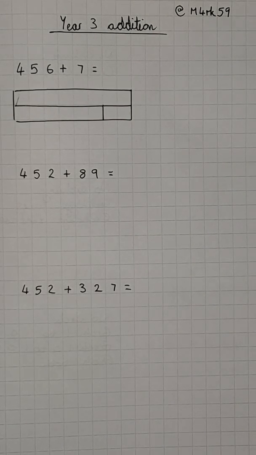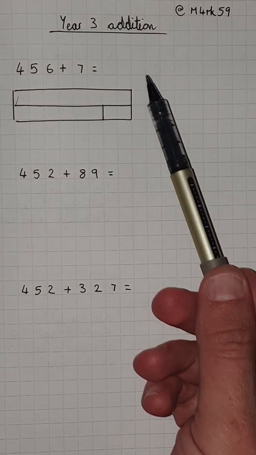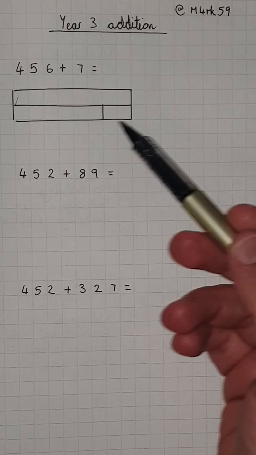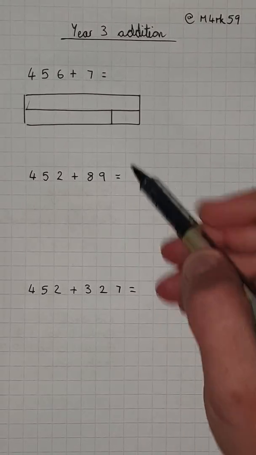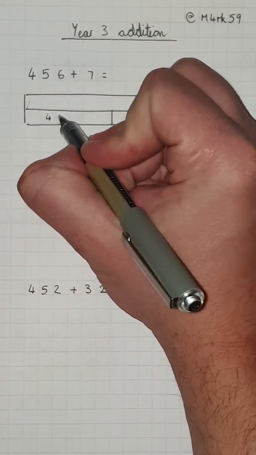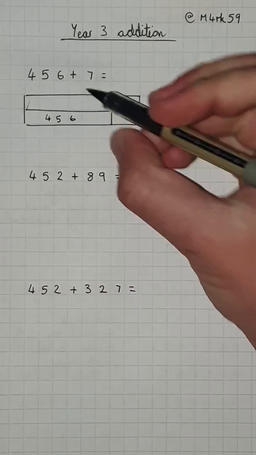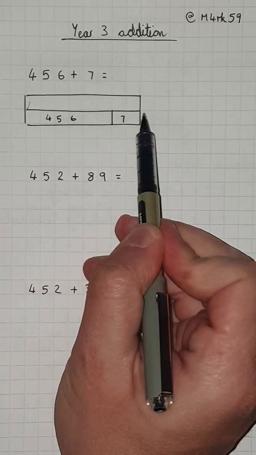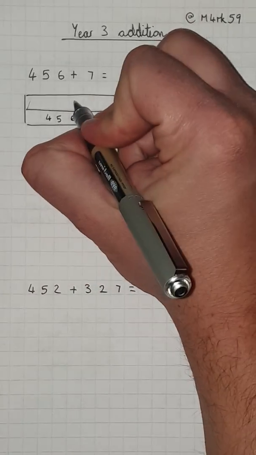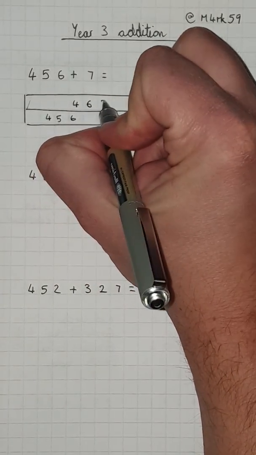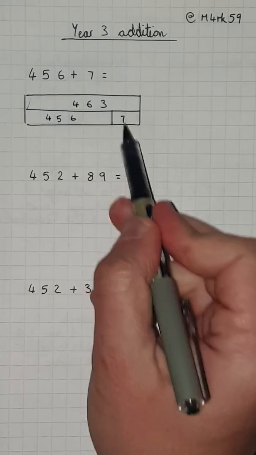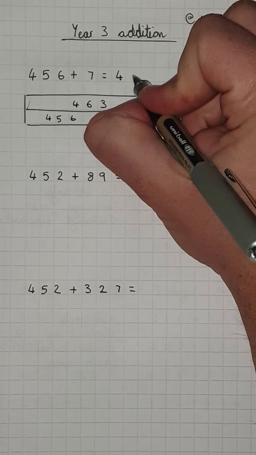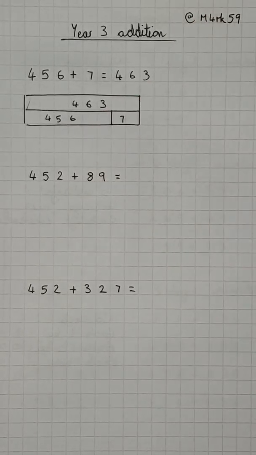First things first, as a school we would teach your child how to represent addition. So with this example here, I've drawn a bar model. So 456 add 7, and then that equals the total bar at the top. So once your child can do that mentally, they can represent the addition using bar models as so.